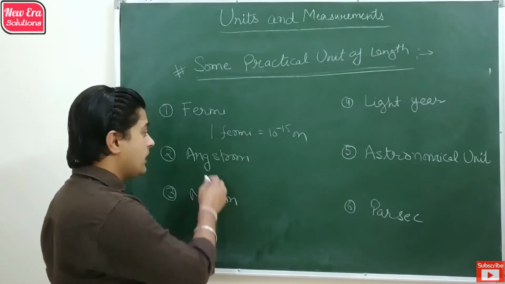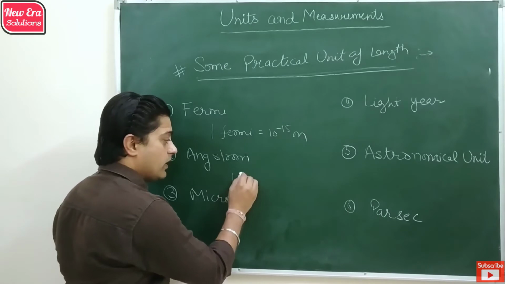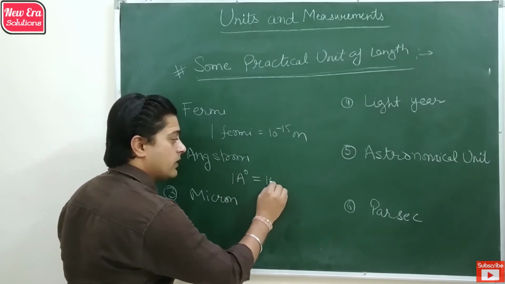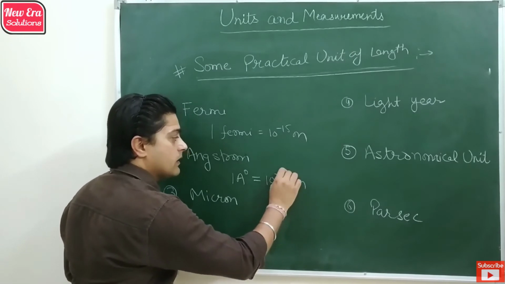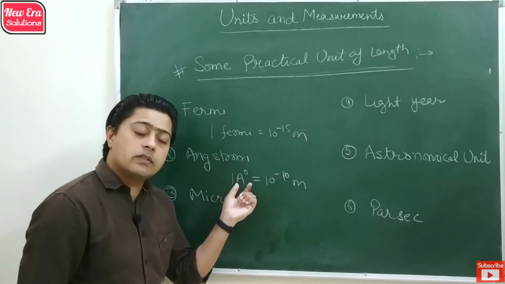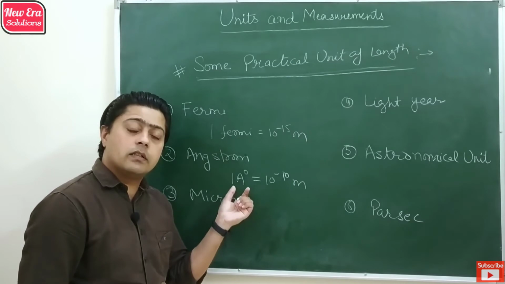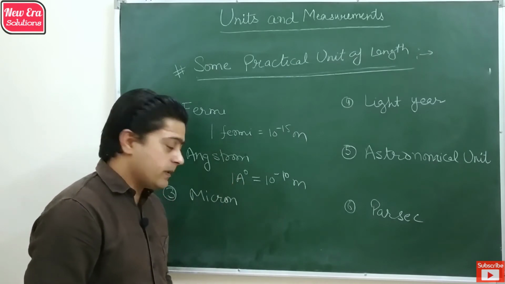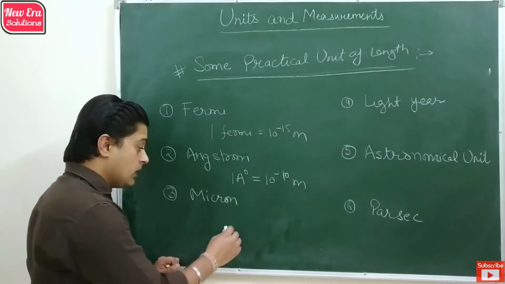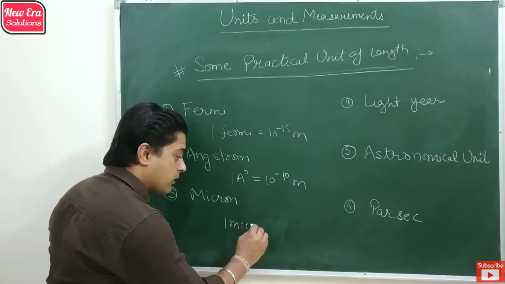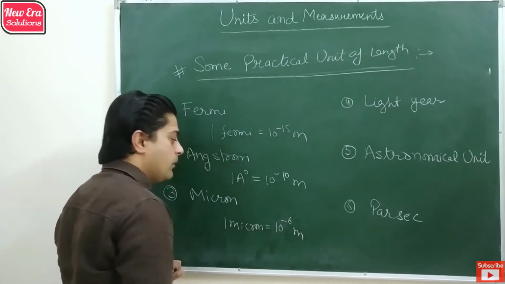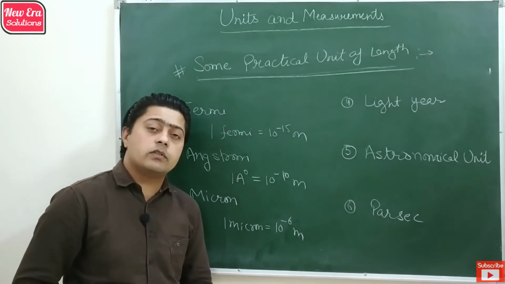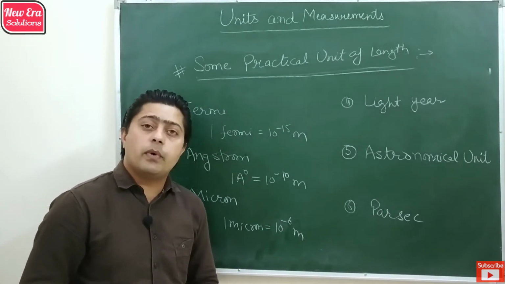Then another unit is angstrom. So 1 angstrom is equal to 10 raised to power minus 10 meter. The angstrom is a unit which we use to measure the wavelength of light. Third, we have micron. So 1 micron is equal to 10 raised to power minus 6 meter. Micron is a unit which is used to measure very thin particles.